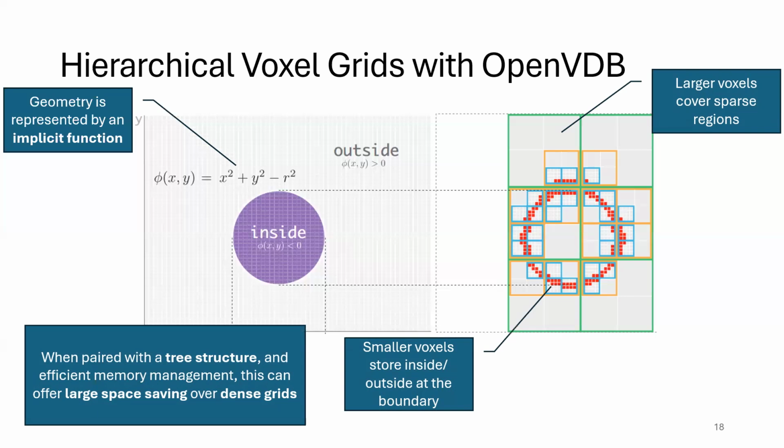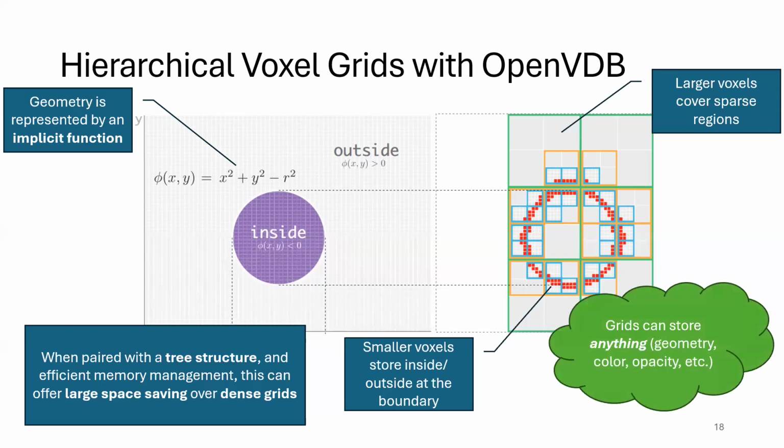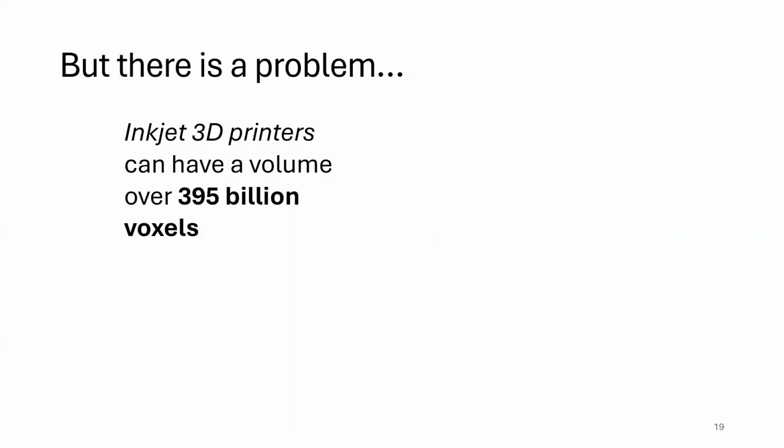So we can walk progressively from bigger voxels down to smaller voxels to do this in constant time, to access the value of a given location when we actually want to do ray tracing and rendering. The key thing to remember here is that these grids can store anything, right? So in a practical rendering application, you might have several grids. You might have a grid for geometry, a grid for your opacity, a grid for density, all kinds of different things. But there's a problem for us, and that's when we start tying this back to 3D printing.